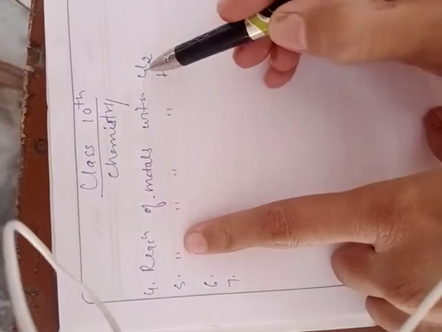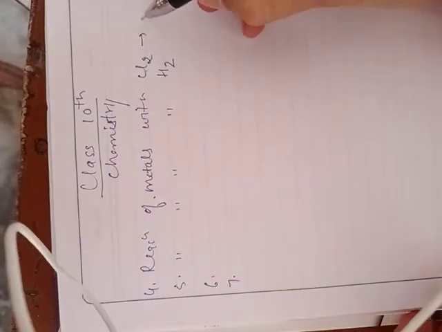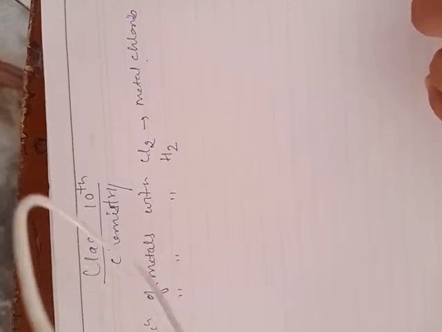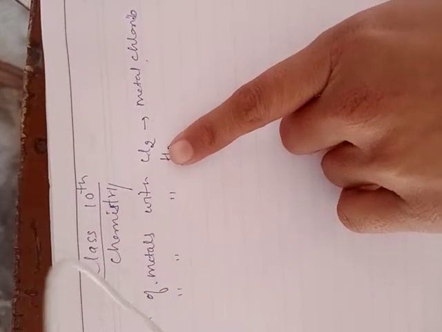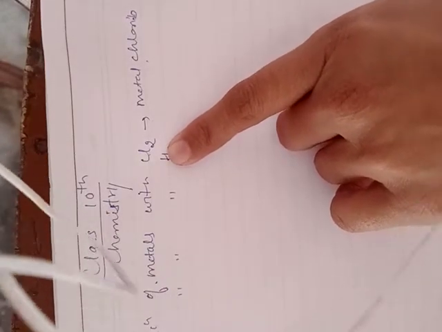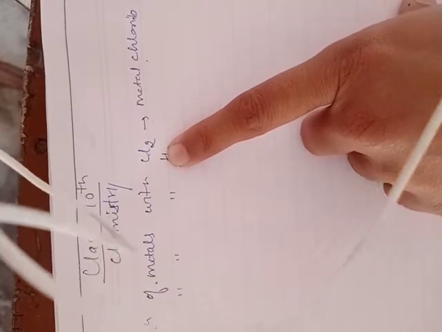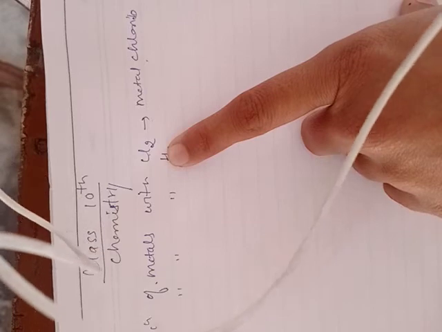When metals combine with chlorine, they form the respective metal chloride. For example, when sodium combines with Cl2, it forms sodium chloride. When calcium combines with Cl2, it forms calcium chloride. And when magnesium combines with chlorine, it forms magnesium chloride.